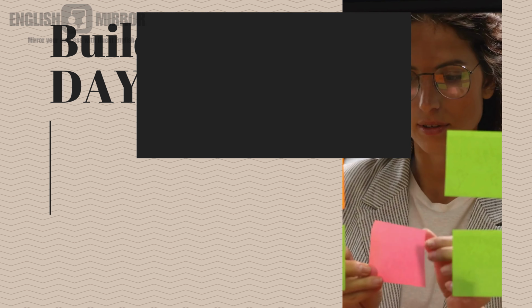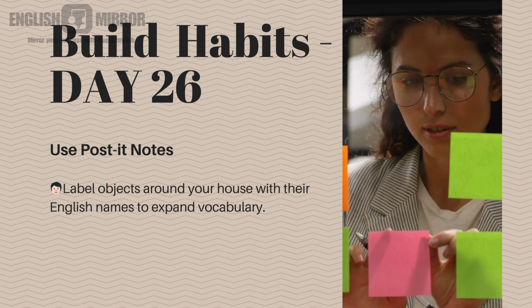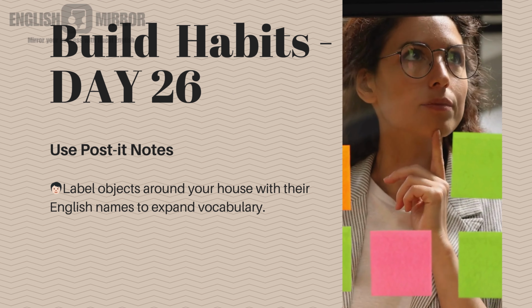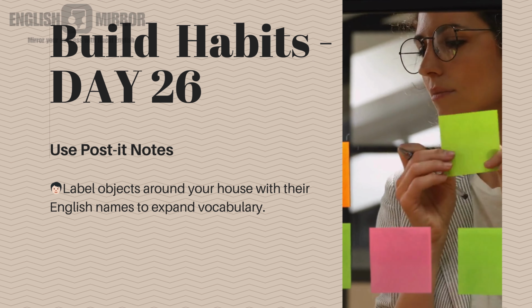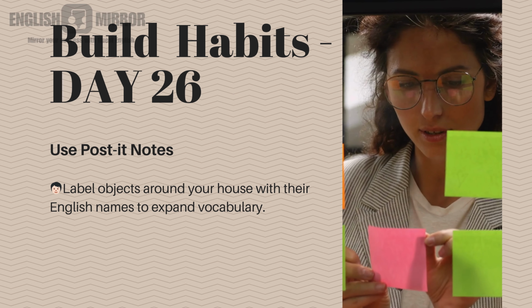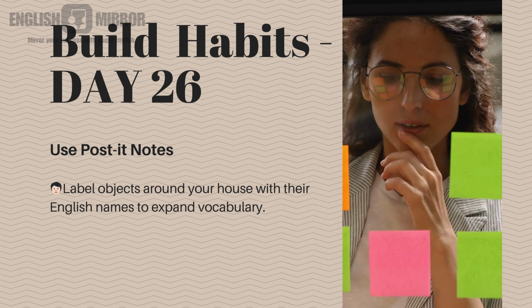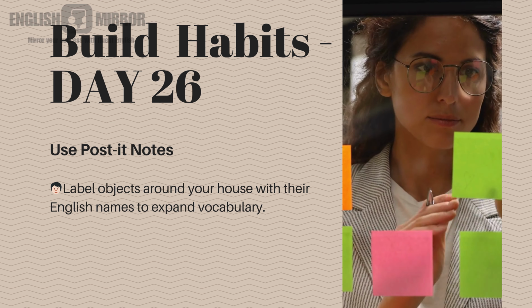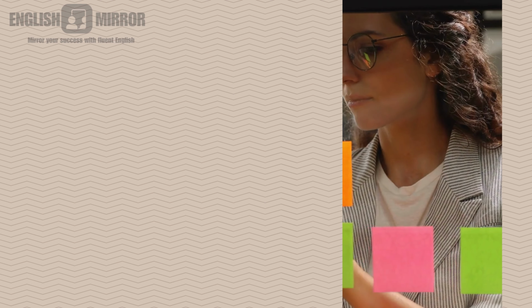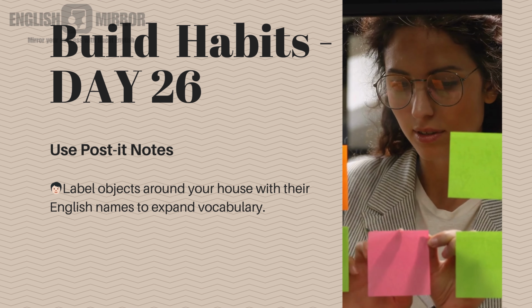Welcome to day 26 Build Habit session. So, here you have to use post it notes. That means you can label objects around your house with their English names to expand vocabulary. In your home, there will be so many things around. So, you have to identify each of the objects there, and you may not be knowing the names of all the objects in English.